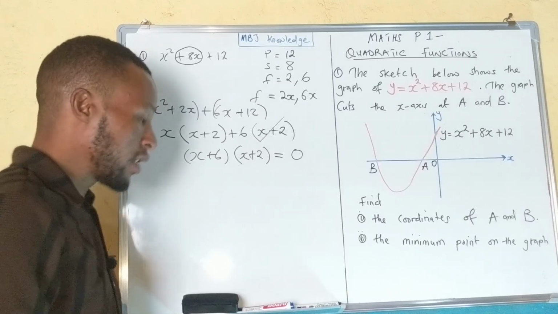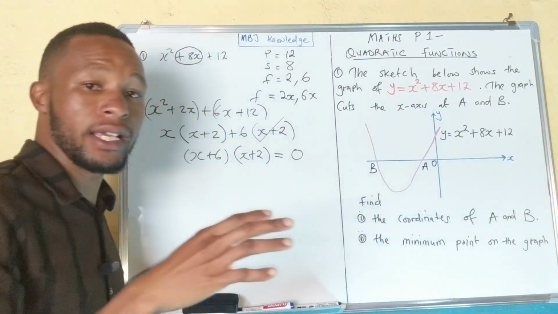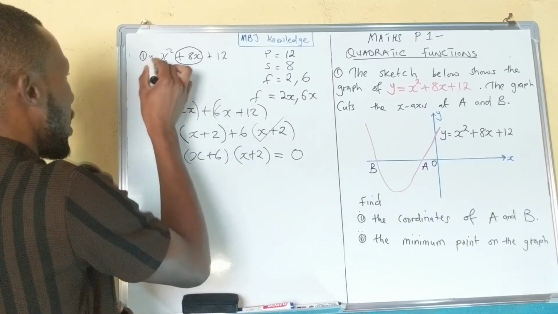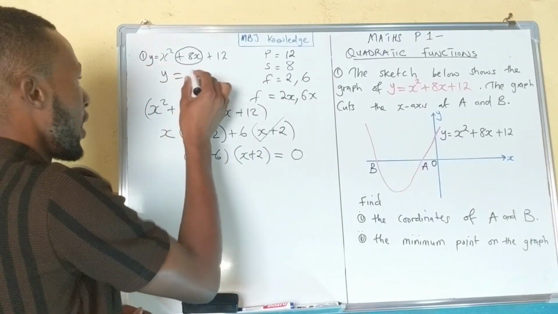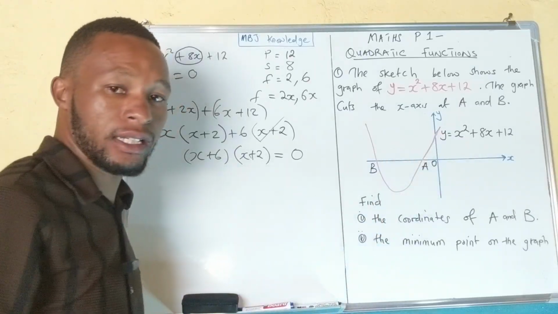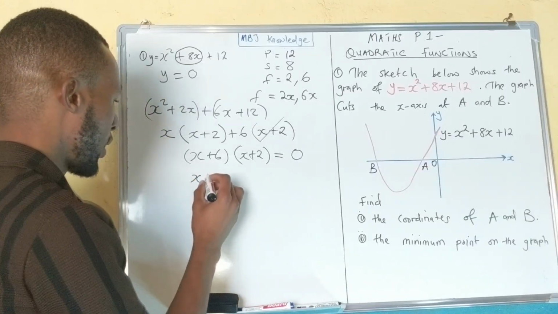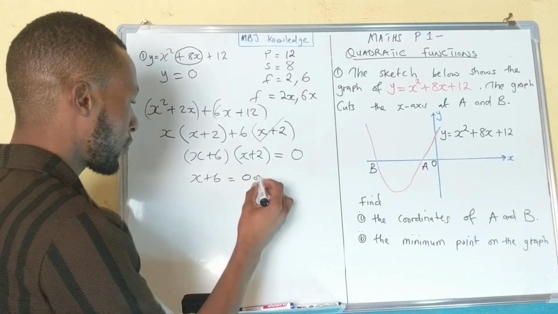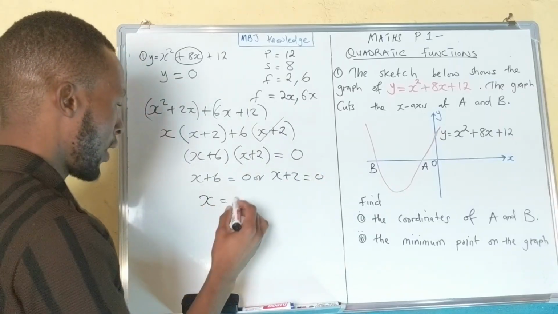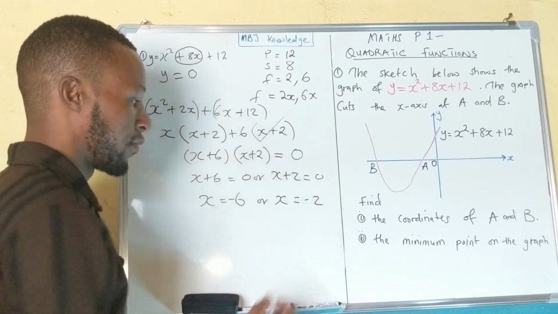Okay, for this parabola to touch the x-axis, y is equal to 0. So that's the reason why, here at the beginning where there is y, we have substituted y as 0. That's the only time when this parabola will touch the x-axis. So that is where the 0 is coming from. So now I'm going to split x plus 6 equal to 0, or x plus 2 equal to 0. So the first answer is x equal to negative 6. The second answer is x is equal to negative 2.